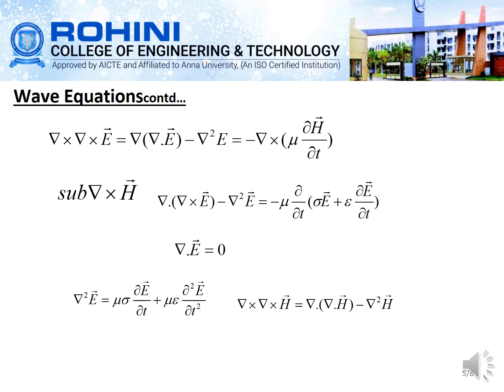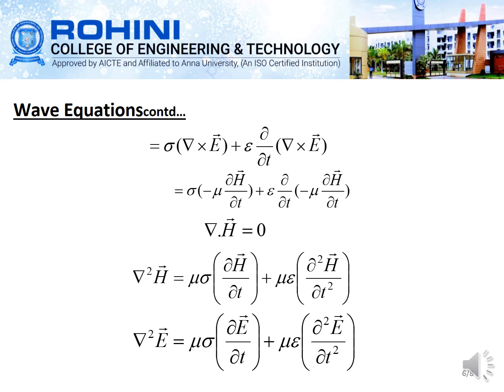So we write minus mu into dou by dou T of sigma into E vector plus epsilon into dou E vector by dou T. From this, del dot E vector equals 0. Substituting all those components, we get, in the same manner for the magnetic field, del cross del cross H vector is equal to del of del dot H vector minus del square H vector.